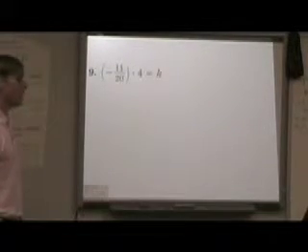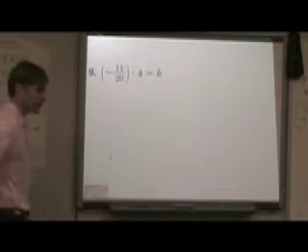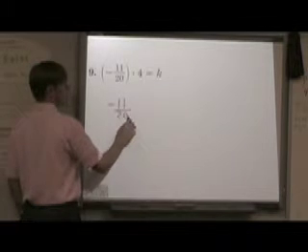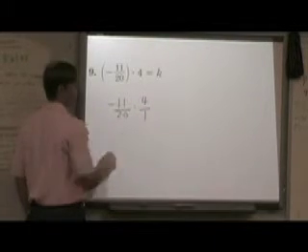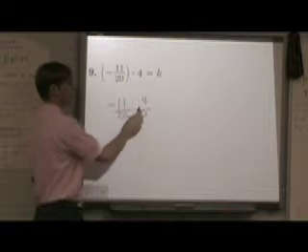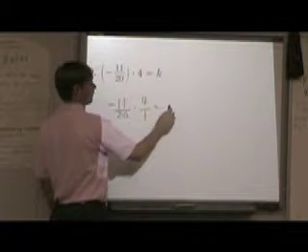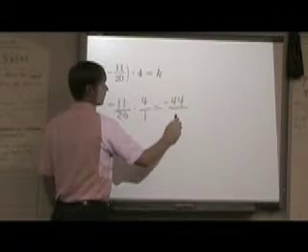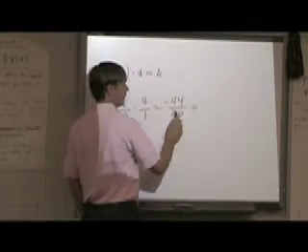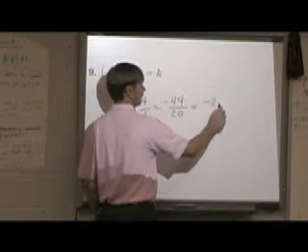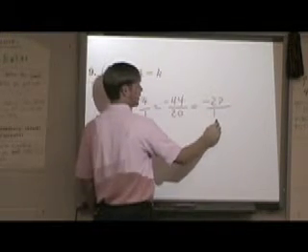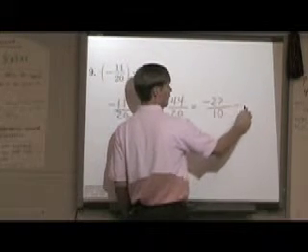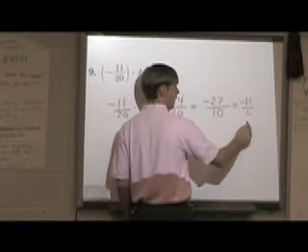Now we've got here negative 11 over 20 times 4. This is the same as negative 11 over 20 times 4 over 1. Negative 11 times 4 equals what? Negative 44. 20 times 1 equals 20. Now let's reduce it. The top divided by 2 is negative 22. The bottom divided by 2 is 10. Again, I can divide the top by 2 to get negative 11, and the bottom by 2 is 5.